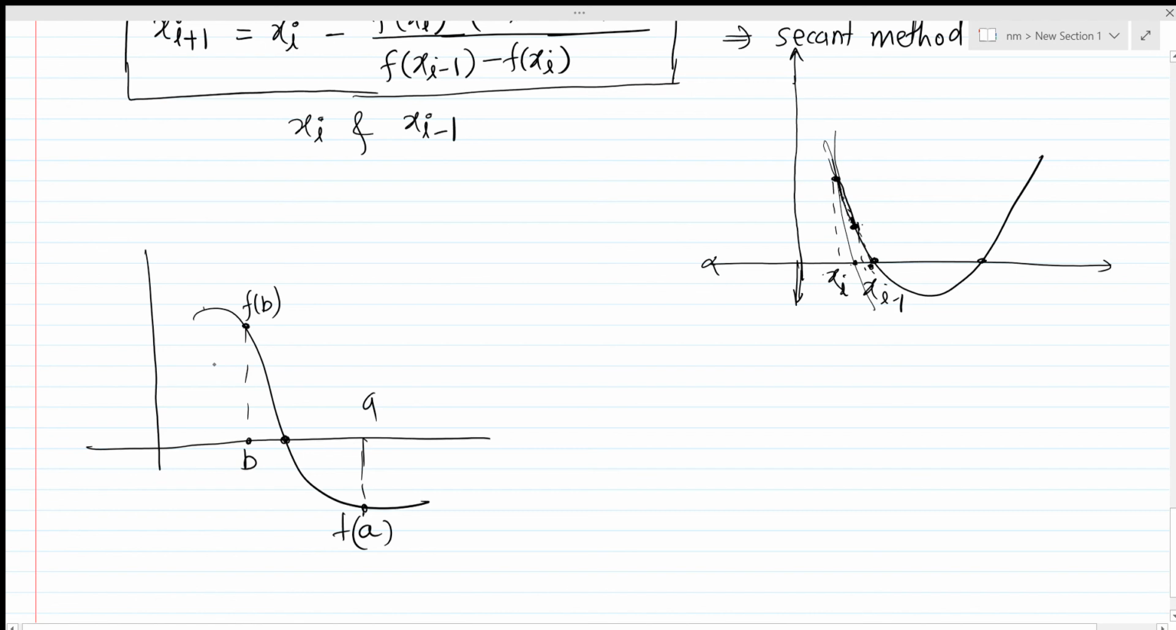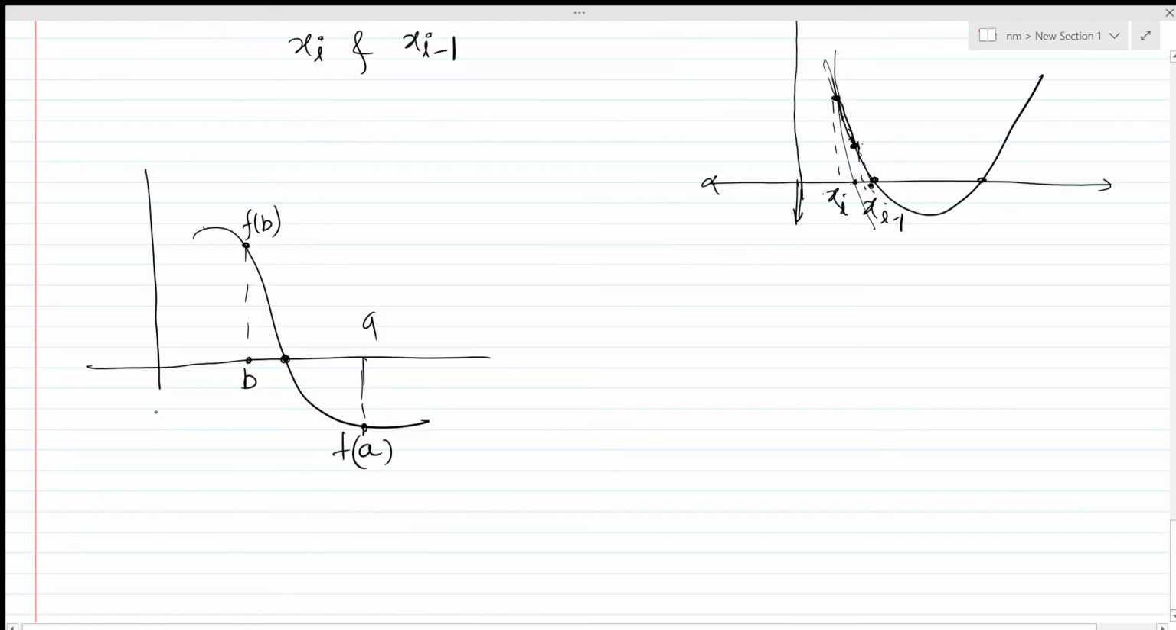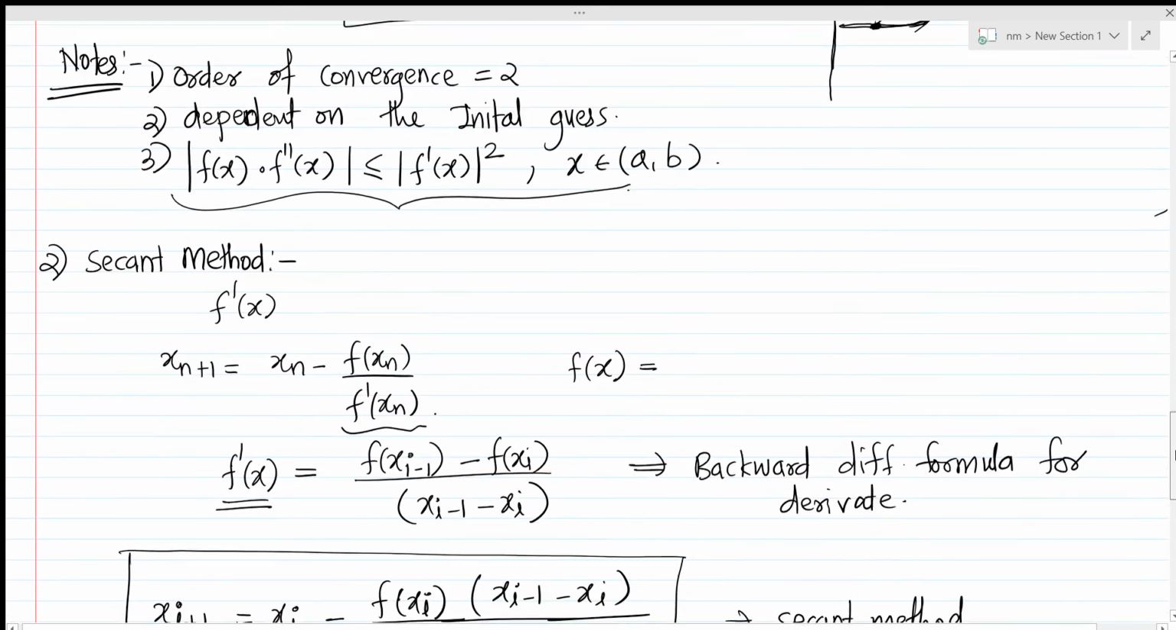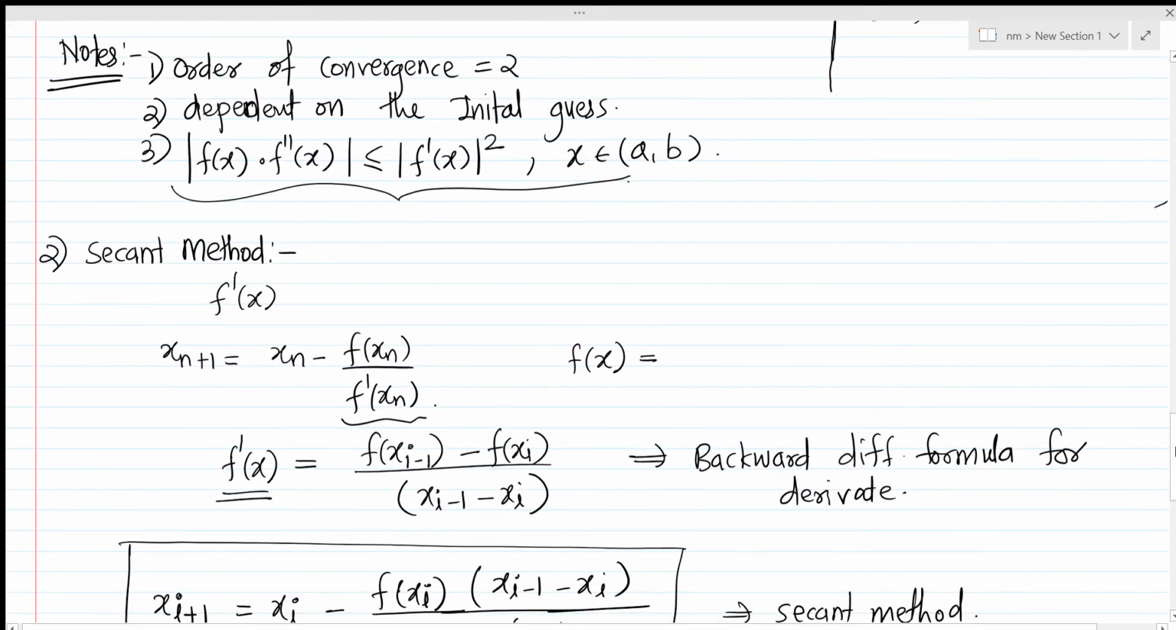The order of convergence of the secant method is 1.6, superlinear convergence. It converges slower than the Newton-Raphson method, but its convergence rate is better than the false position method and bisection method.